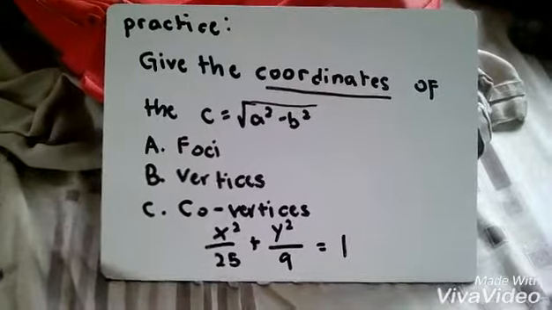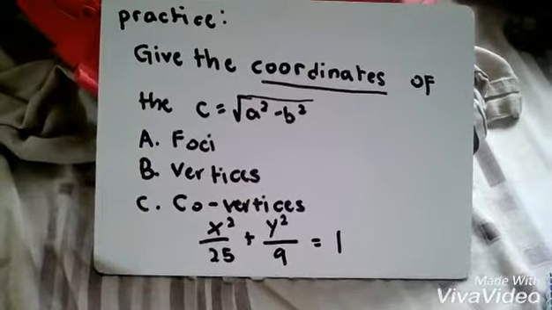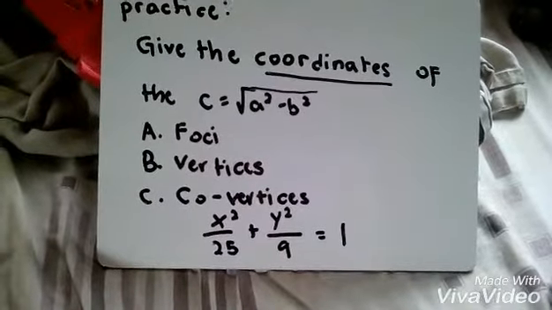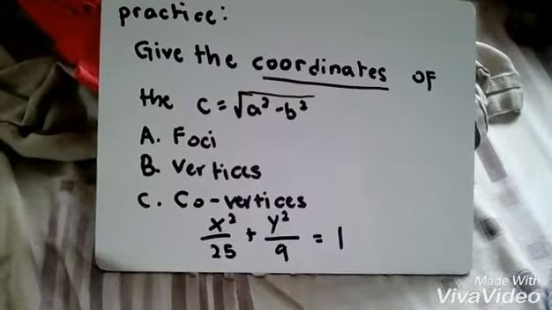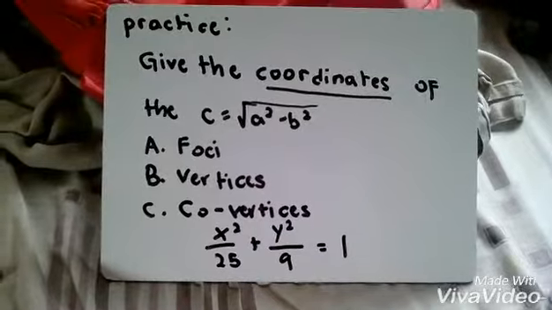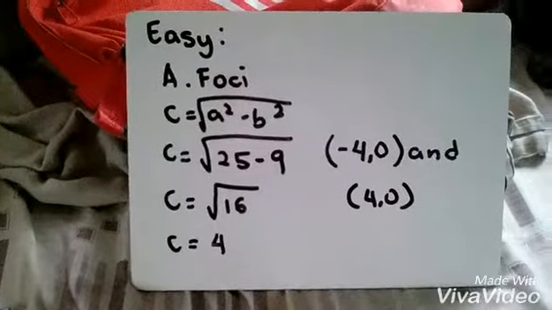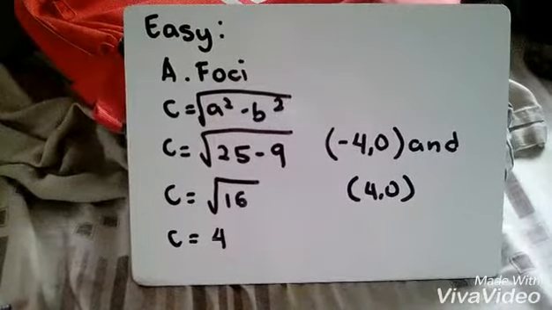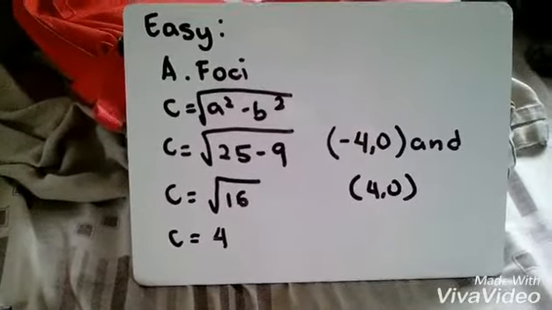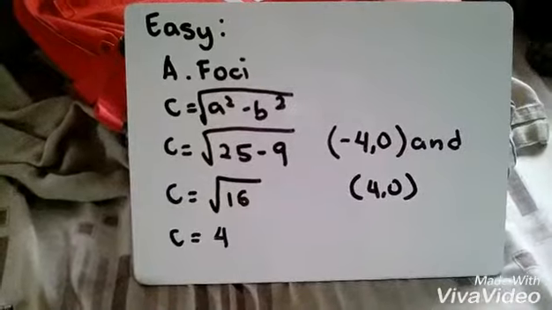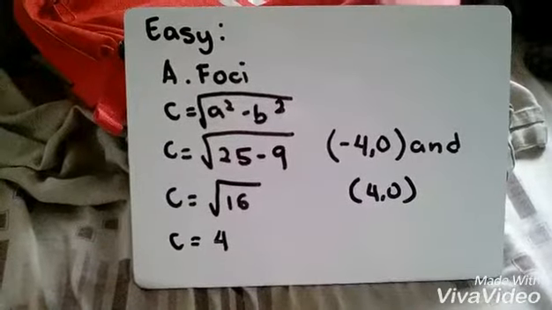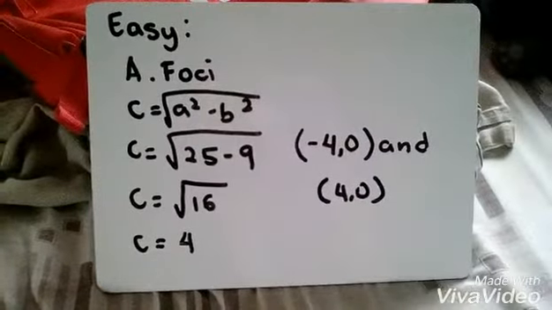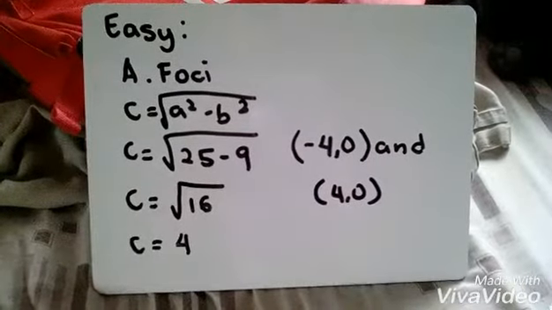Practice. Give the coordinates of the foci, vertices, and co-vertices, given x squared over 25 plus y squared over 9 equals 1. Here is the illustration on how to get the foci. c equals the square root of a squared minus b squared, so c equals the square root of 25 minus 9, and c equals the square root of 16. The square root of 16 is 4. So if you graph it, the foci are negative 4, 0, and 4, 0.